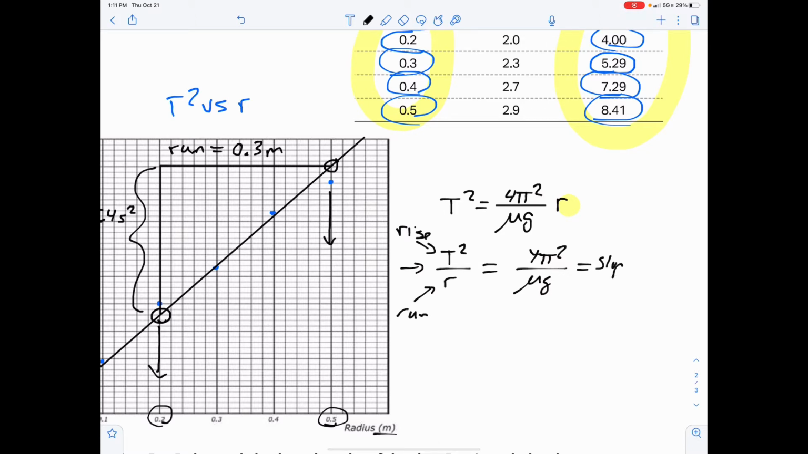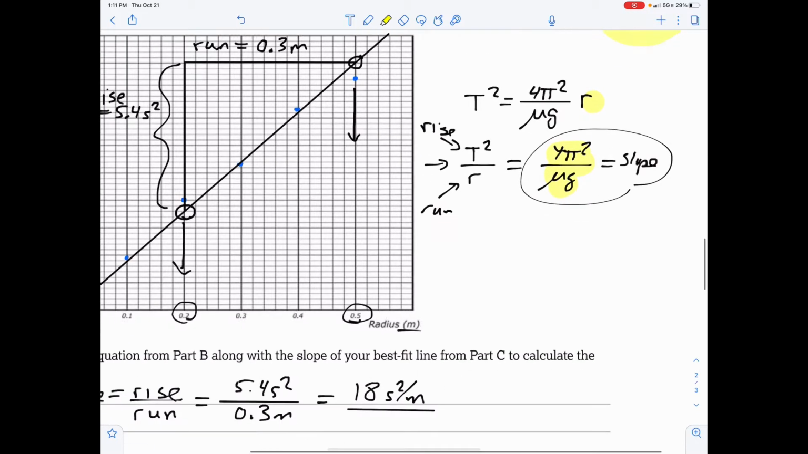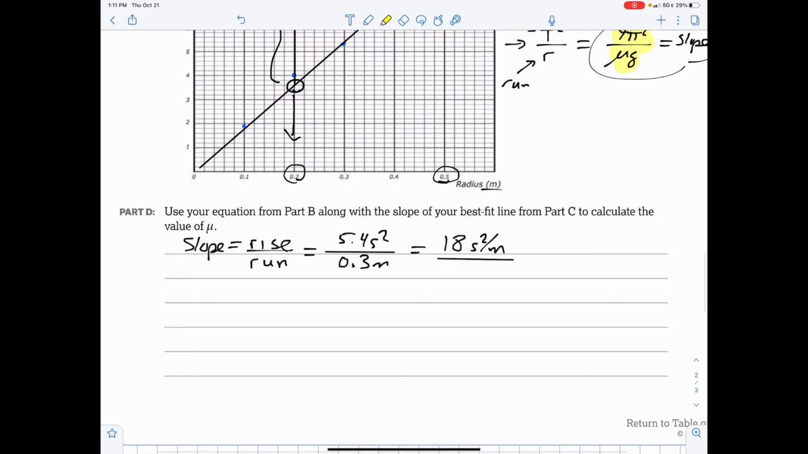So that means the slope that we got, which was 18, is going to be set equal to 4 pi squared over mu g. So slope is equal to 4 pi squared over mu g, and you're trying to solve for mu. So I'm going to do the switcheroo with just those two right there. And mu is going to be 4 pi squared over g times your calculated slope.